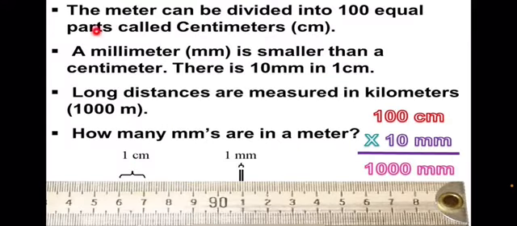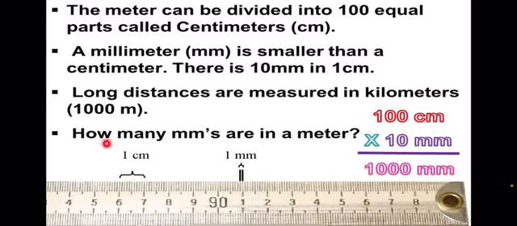So now the meter can be divided into 100 equal parts called centimeters. Now centimeter's short form is cm. A millimeter is smaller than a centimeter. So a millimeter's short form is mm. So there are 10 millimeters in 1 centimeter. Long distances are measured in kilometers.